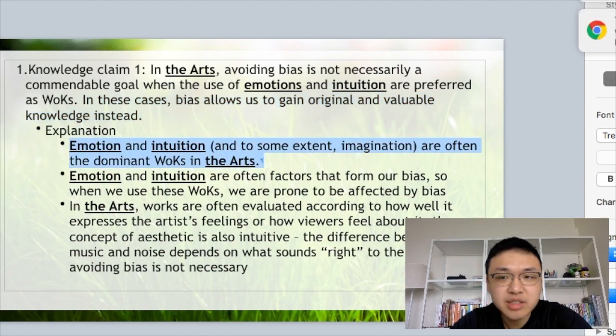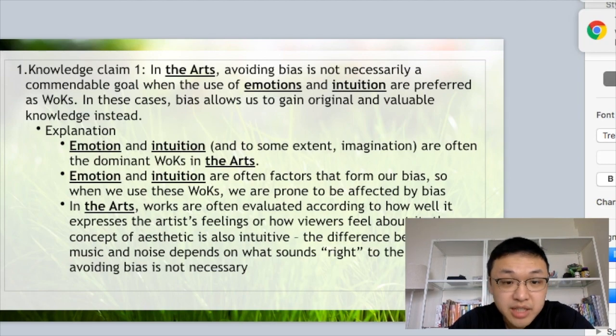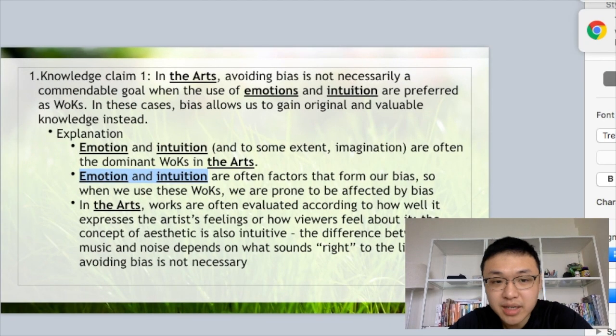So the first point we'll make in our explanation is that emotion and intuition are often the dominant ways of knowing in the arts, and in fact, emotion and intuition often form our bias, right? So by using emotion and intuition as the ways of knowing, we automatically incorporate bias into our thinking, right? We are prone to be affected by bias, right?